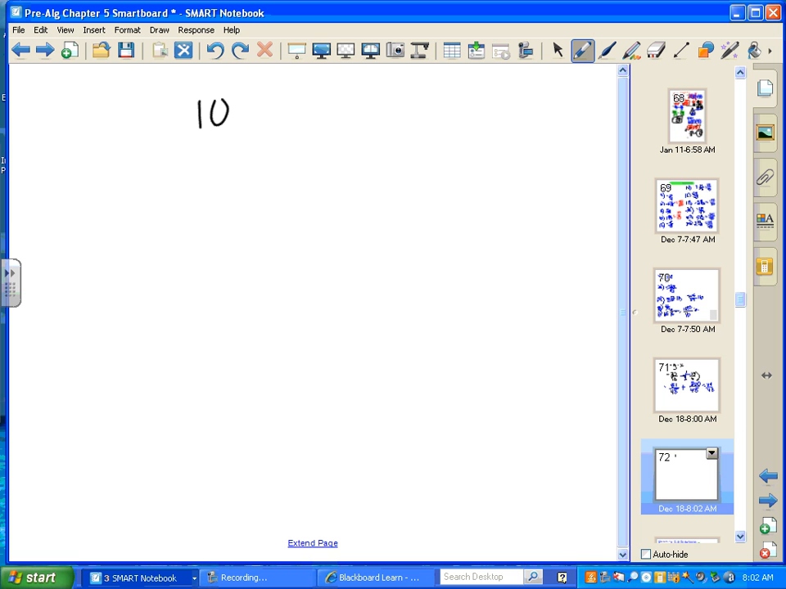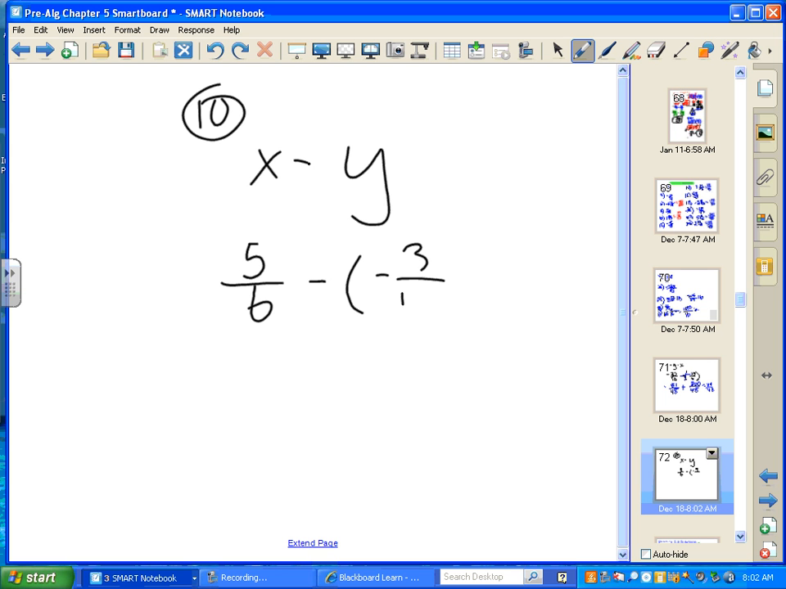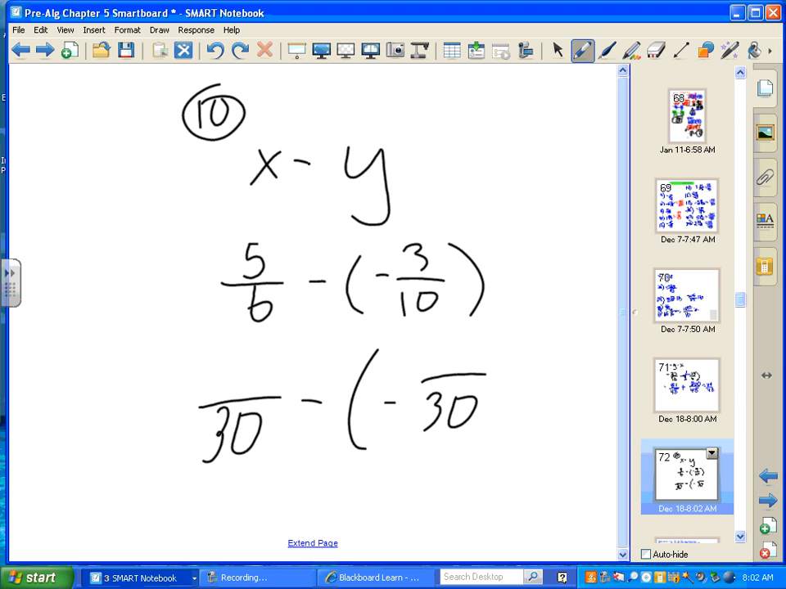So number 10, we have x minus y. Okay, so first step, plug in your x, which is 5/6, minus the y, which is negative 3/10. Are you with me? Did you find a common denominator of 30, Matt? Okay. So your first one becomes 25 over 30. Second one is 9 over 30. 2 negatives back to back is a positive. Okay. So you get 34 over 30, which is really 1 and 4/30, which is really 1 and 2/15. Okay? Okay. And then what was the other one, Matt?